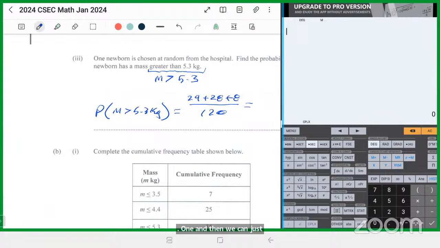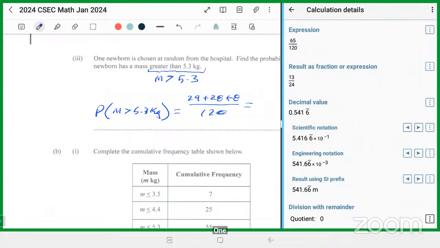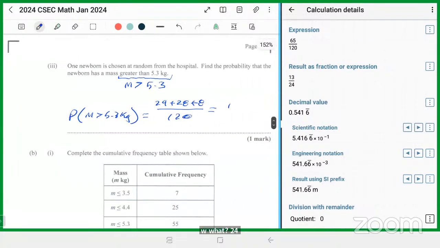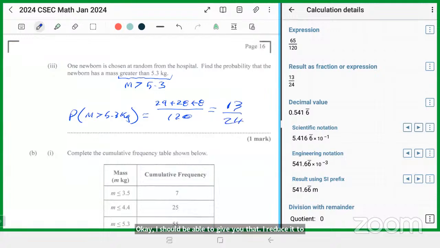And then we can work it out and put it as a single fraction. So we know 65 over the 120, and as a simple fraction, it is 13 over 24. Your calculator should be able to give you that. It reduces to 13 over 24 when you simplify it.